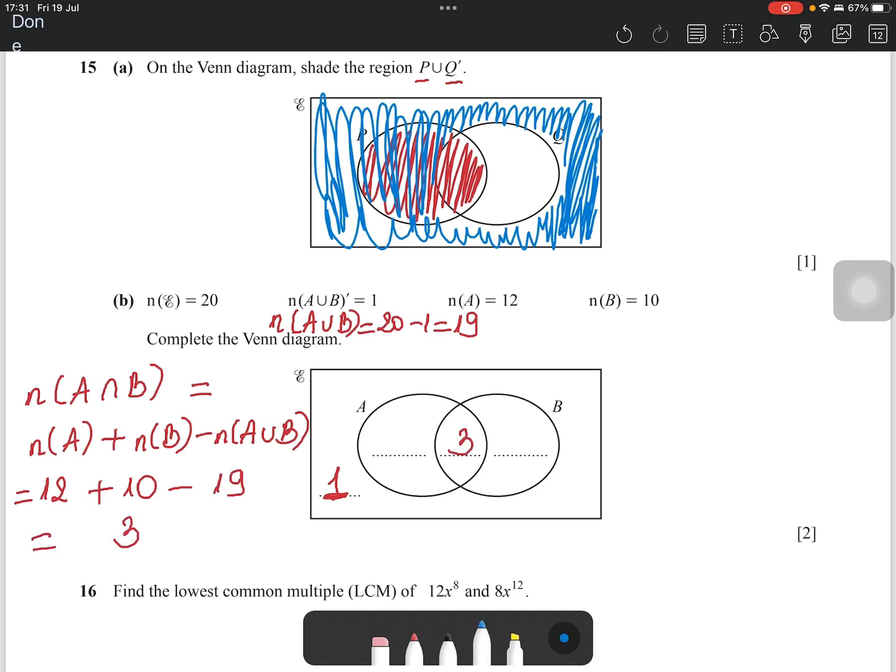And now n(A) is 12. 12 minus 3 is 9, so this one has 9 elements. Finally, n(B) is 10. 10 minus 3 is 7, so this section has 7 elements.